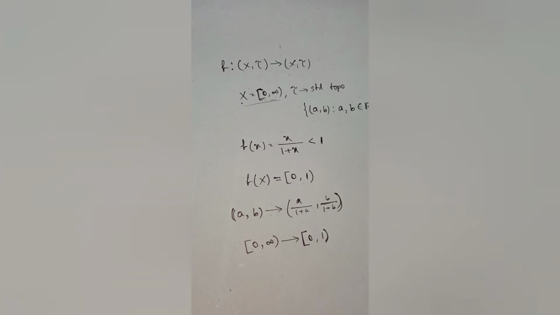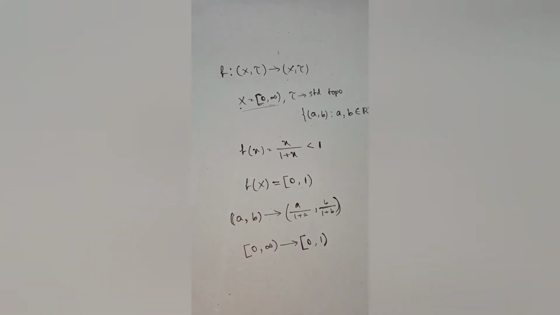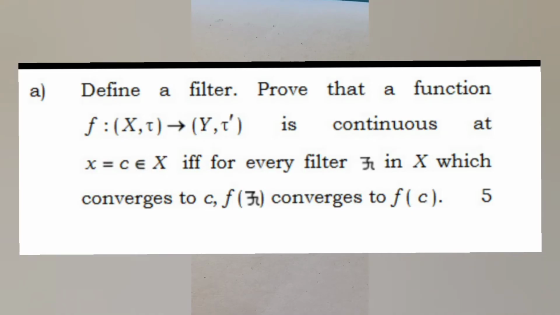Okay, so this problem is done. Next question: define a filter and prove that a function f from (X, tau 1) to (Y, tau 2) is continuous at x equal to c belonging to capital X if and only if for every filter F in X which converges to c, f of capital F converges to f(c).